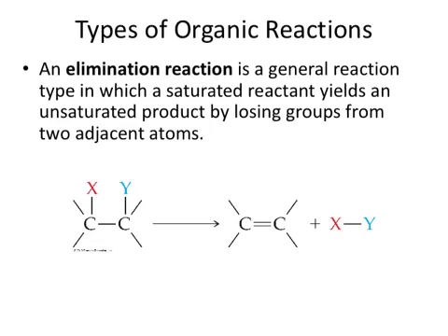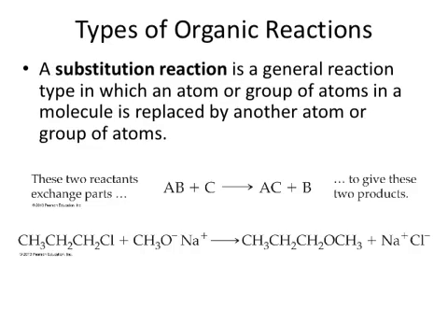Our next type of organic reaction is what we call an elimination reaction. It's the opposite of an addition reaction. Now we're starting with what we got as the product of our addition reaction. We can eliminate the X and the Y here to get back to our double bond. And we'll look at this reaction as well later on in the semester.